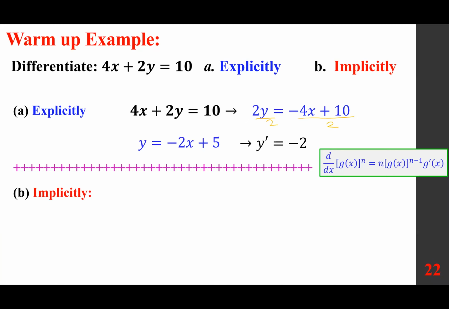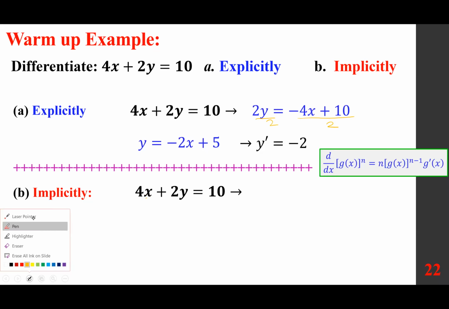If we were to do this implicitly, it means don't solve for y, my apologies, and differentiate it implicitly. So starting with the first one, 4x, the derivative is 4, plus 2y. Remember, y is the same as g of x, everybody, or f of x, or h of x.